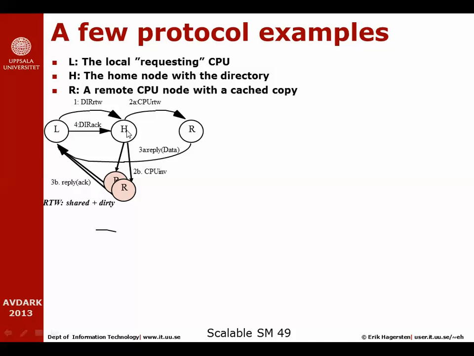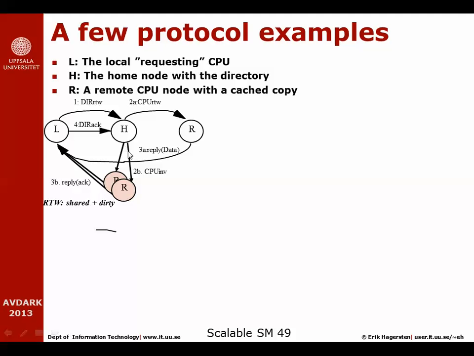So the home node will take two actions. It will send out the CPU read-to-write request to one of the nodes, the node that's in the owned state. That node will reply with the data to the requester. The other nodes will be sent a CPU invalidate request at the same time as the CPU read-to-write request is sent out.